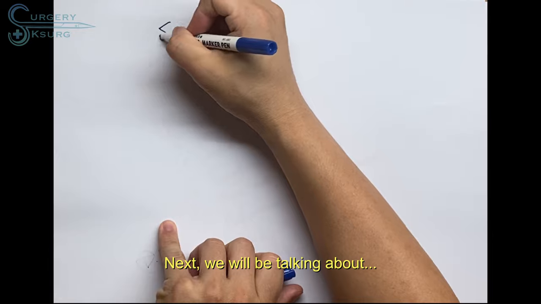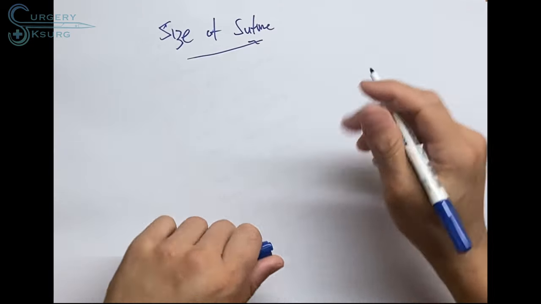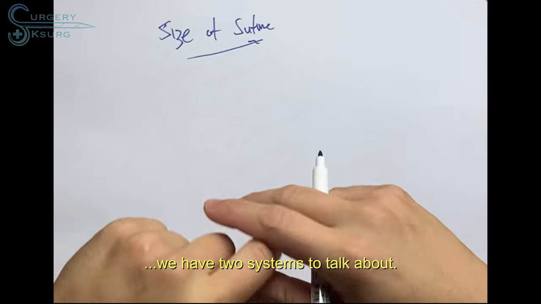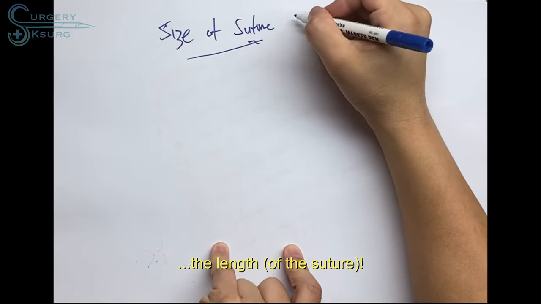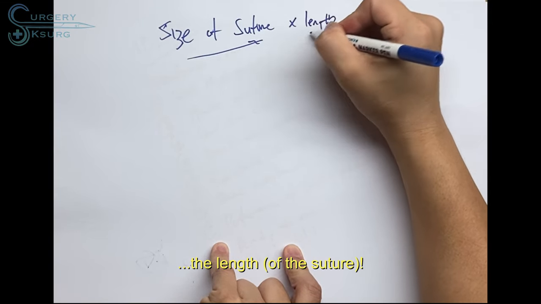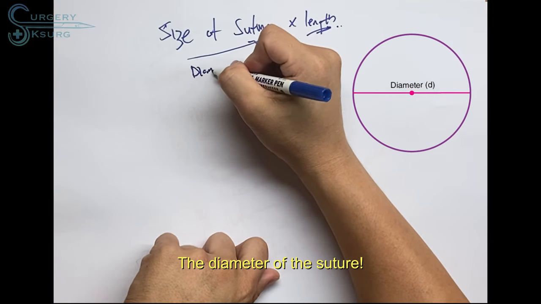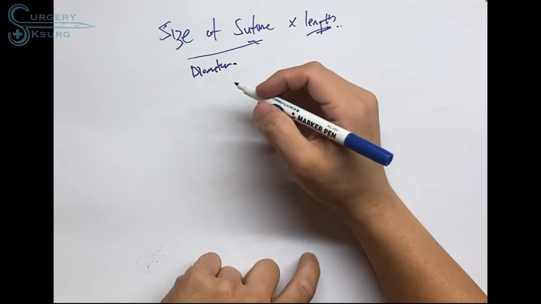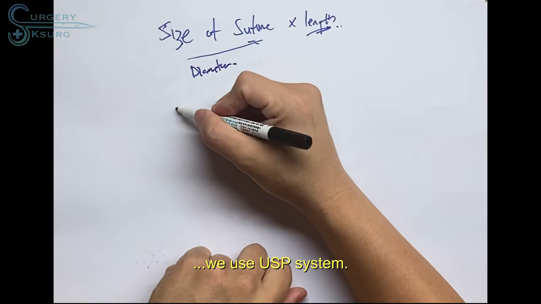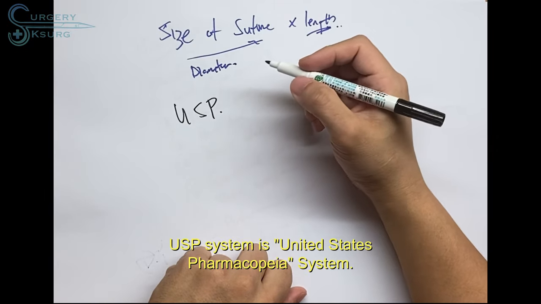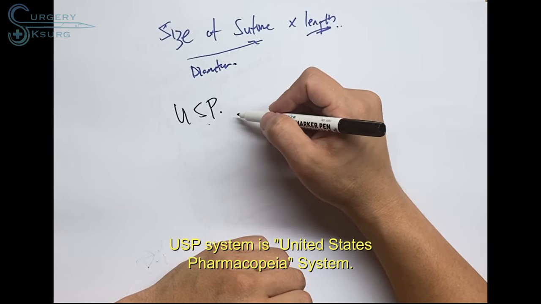Next, we are talking about the size of the suture. Internationally, you have two systems to talk about the size of the suture. The size is not the length. Remember, size is the diameter of the suture. In Commonwealth countries, we always use the USP system. The USP system is the United States Pharmacopoeia system.